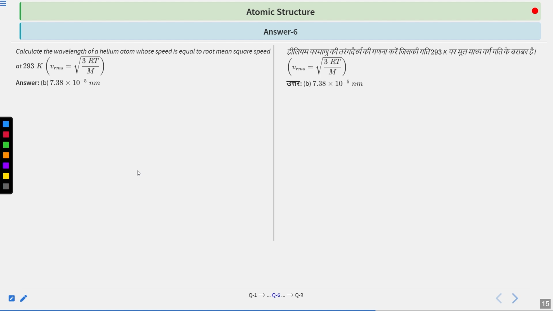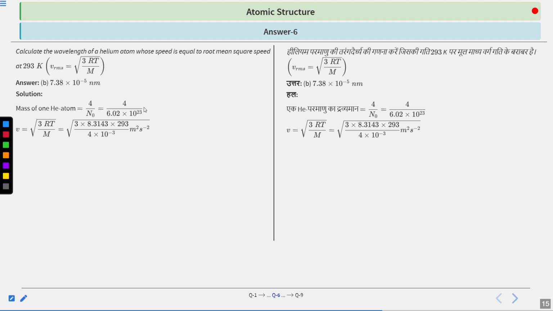First of all, the correct answer is B. For those who have solved it, it is 7.38 into 10 to the power minus 5 nanometer. Now, what is the mass of one helium atom? It is 4 by N naught. It is very simple because the mass of 1 mole of helium atoms is 4, and 1 mole consists of 6.022 into 10 to the power 23 atoms. Therefore, the mass of one helium atom is 4 by 6.022 into 10 to the power 23.